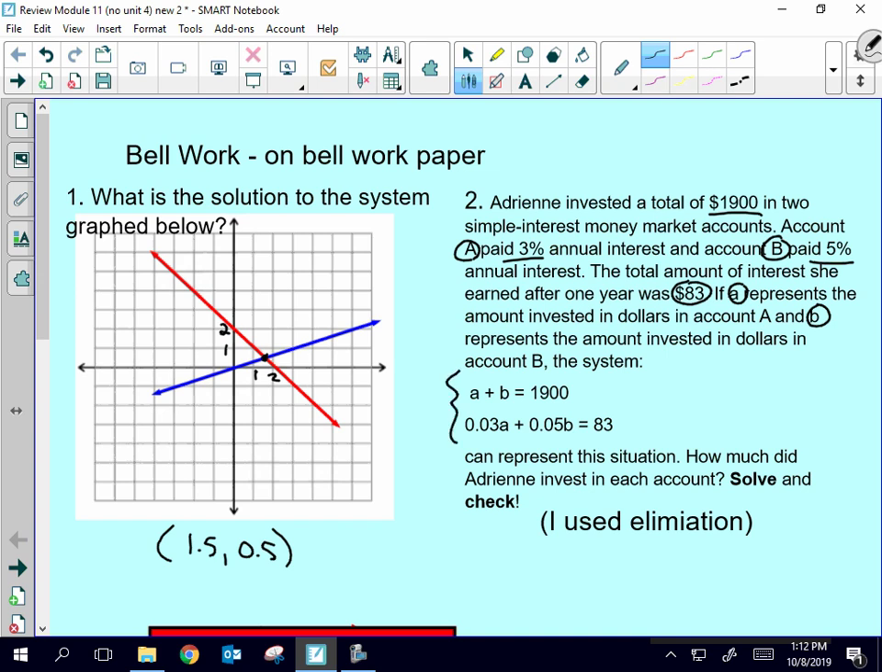Okay, so you didn't actually have to come up with the system, I gave it to you. We want to figure out how much she invested in each account. We want to know what A equals and what B equals. We're going to solve and check. So hopefully you've tried this already, and I told you I'm using elimination. So here's how I do this.